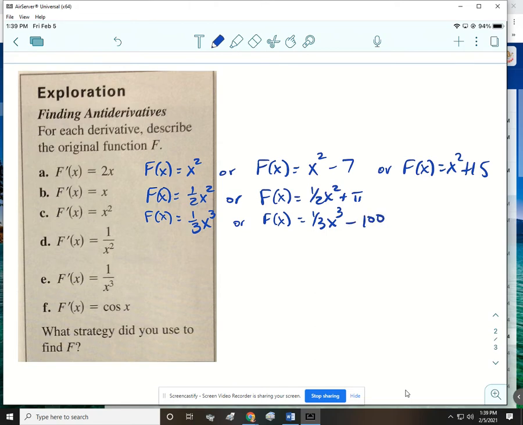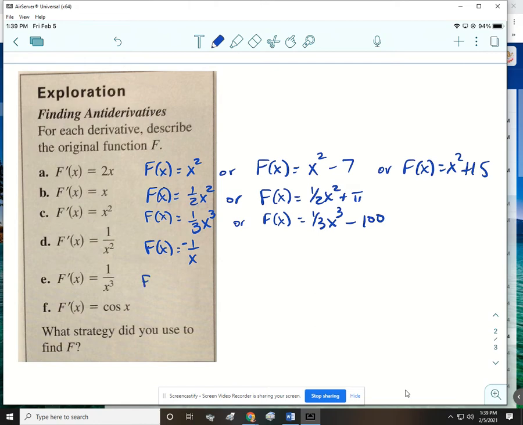I don't know. All right, and then for a derivative of 1 over x squared, you might have just said 1 over x. That's not quite right. It would actually be negative 1 over x. Or you might have added some kind of constant to that as well.